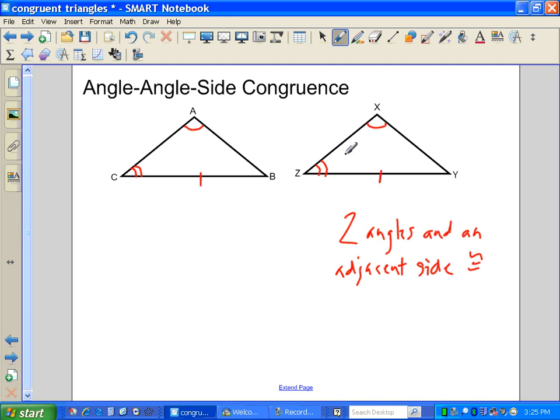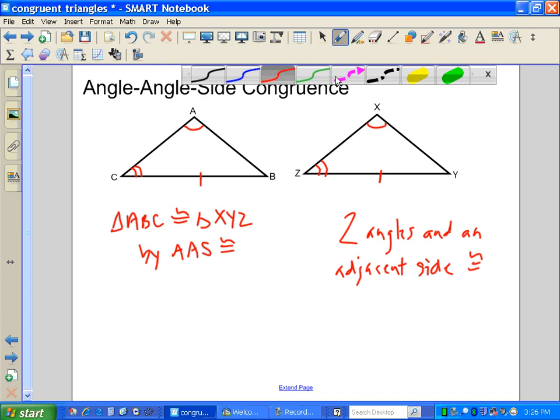So we have angle, angle, side. Since that angle, angle, and side are congruent to this angle, angle, and side, we can say that triangle ABC is congruent to triangle XYZ by angle, angle, side congruence. Please note, change colors for this one.